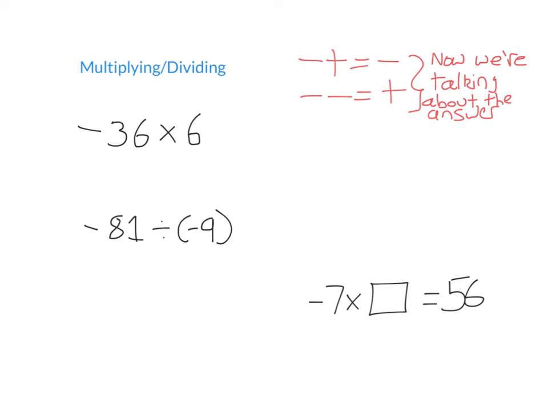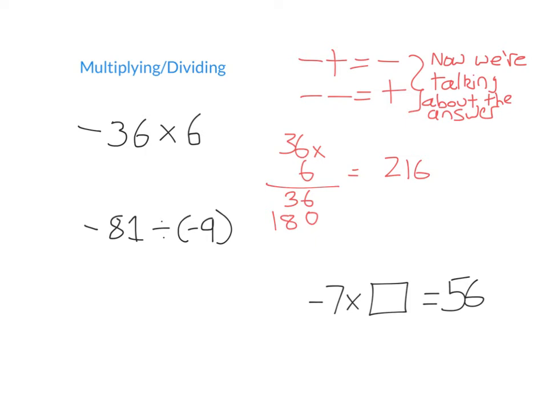I'm just going to do 36 times 6. Now, if you don't know what that is off the top of your head, because you won't have a calculator in the test, you can just do long multiplication, 36 times 6. So 6 times 6 is 36. Then now we've got to do 6 times 30, so we put a 0. 6 times 3 is 18. 36 plus 180 is 216. So 36 times 6 is 216.